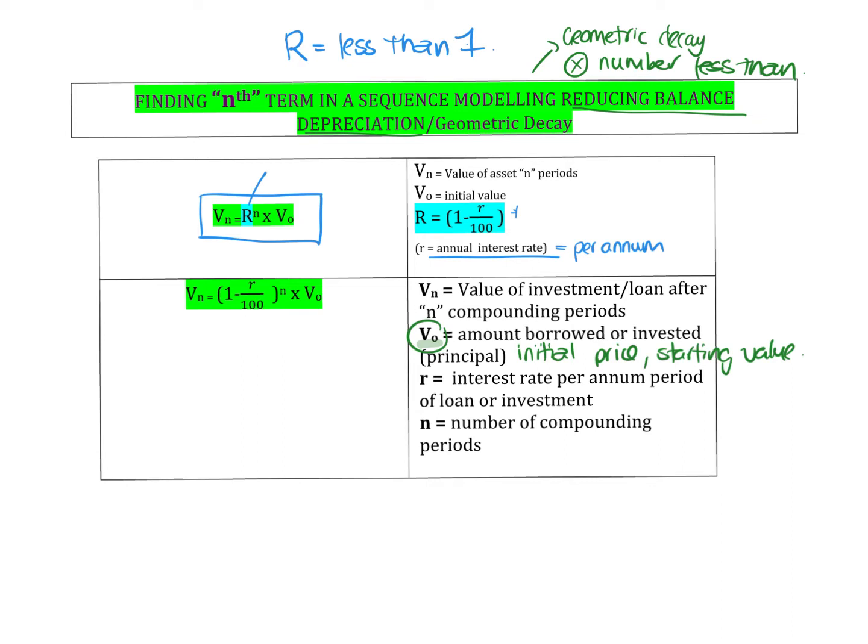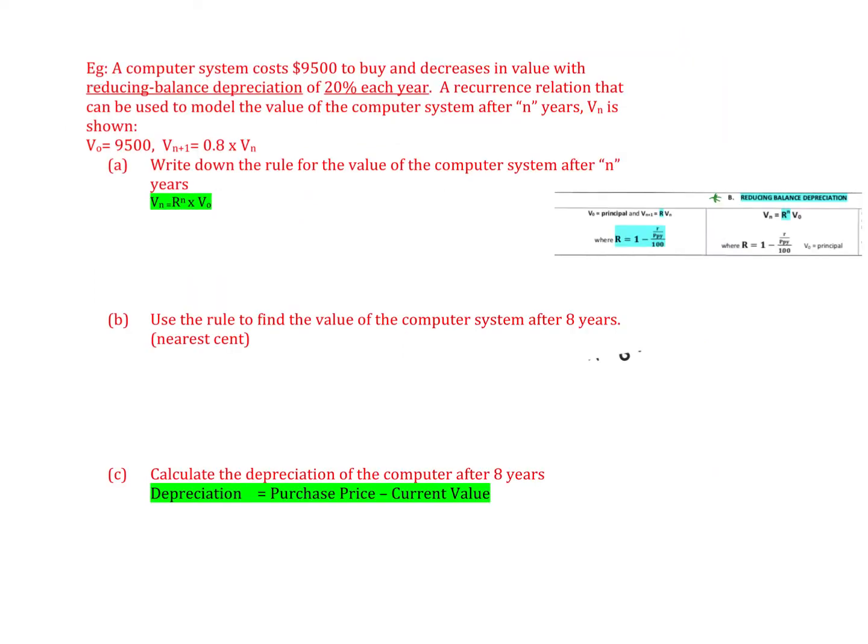All right, so let's have a look at some questions. You want to get into the practice of doing things like what I'm doing here. It says a computer system costs $9,500. Because that's at the start, put things like, all right, that's V0. And it costs that to buy, and it decreases in value with reducing balance depreciation. You want to get in the habit of highlighting that, because that's telling you which one you're using. Unless they tell you, you don't know.